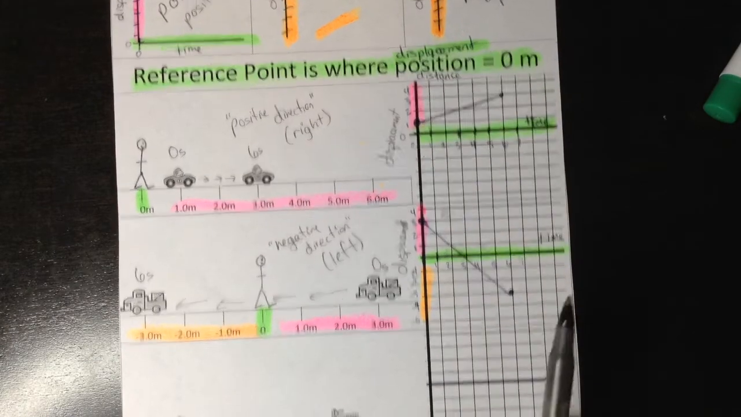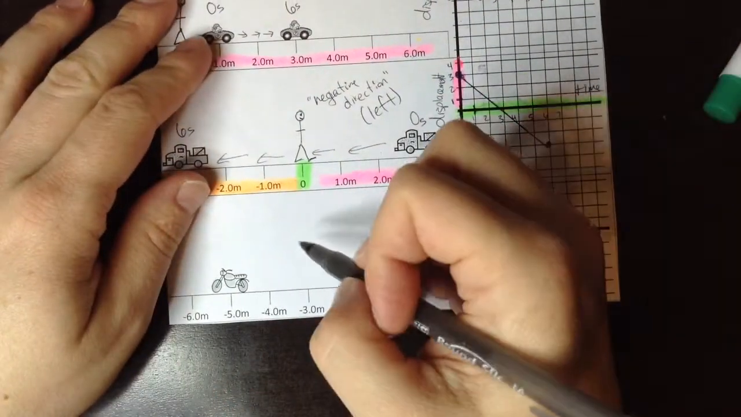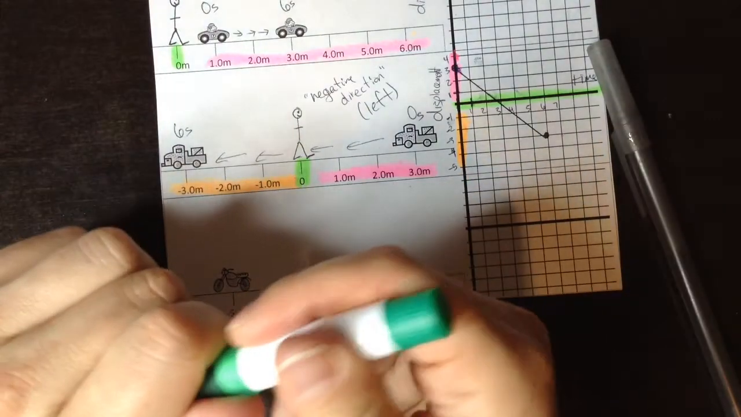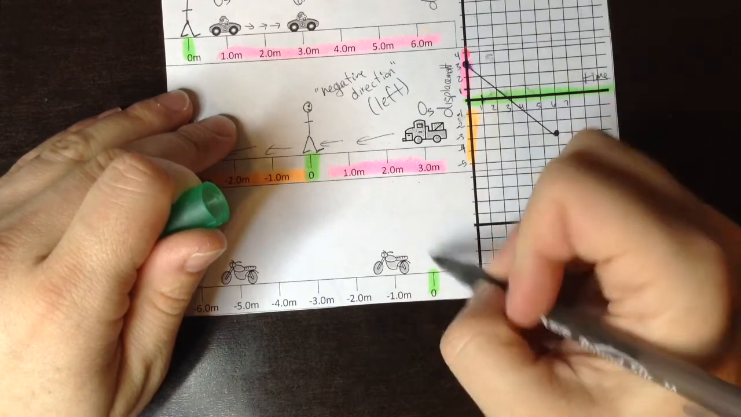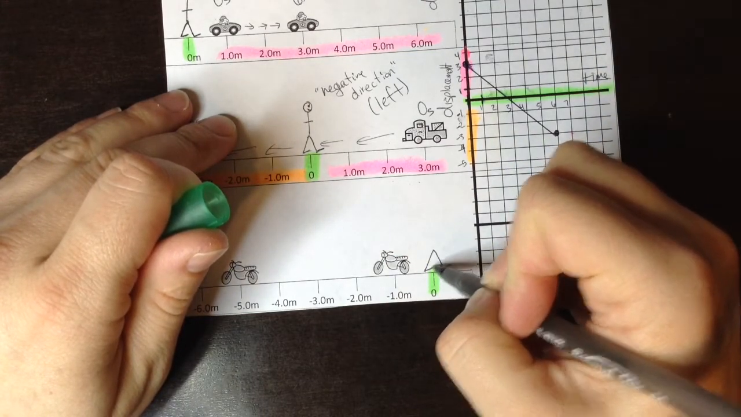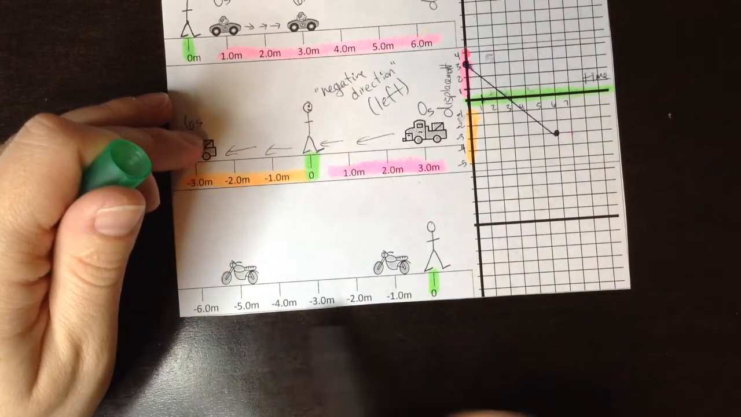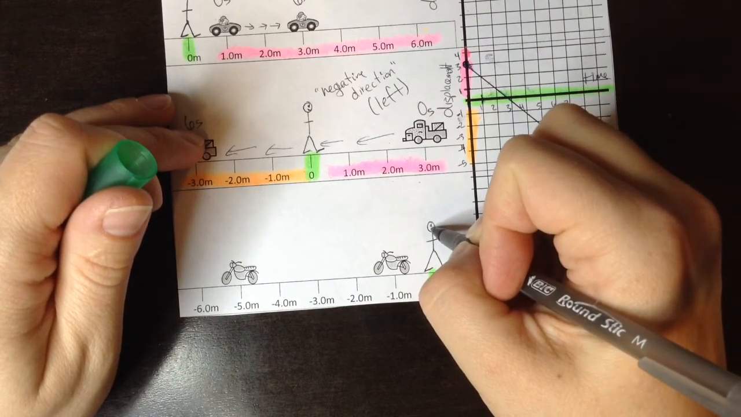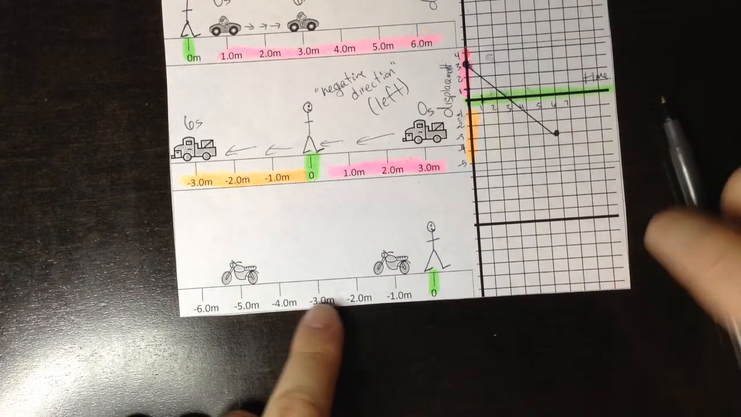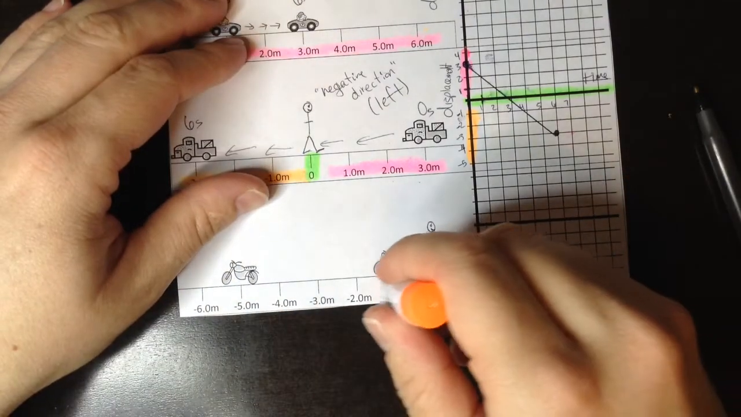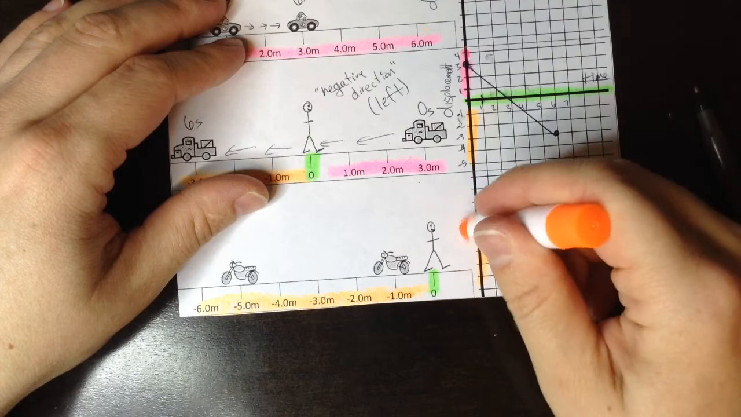All right. Our last graph is for the motorcycle. So we have our reference point where our displacement or position is equal to 0. I'm going to draw my stick figure man there, feet facing in the positive direction, so his back is to the negative numbers. And in this graph, the motorcycle is only ever in a negative position, so I'm going to highlight those as negative numbers, emphasize that.